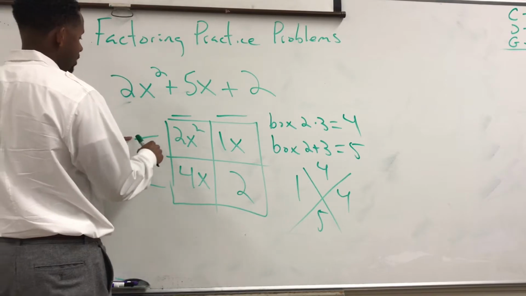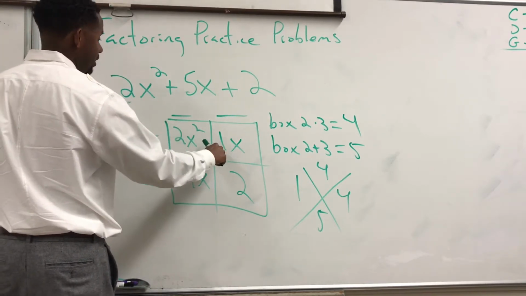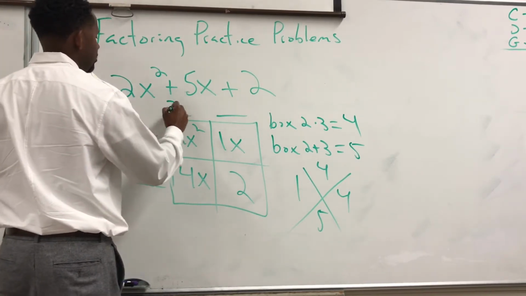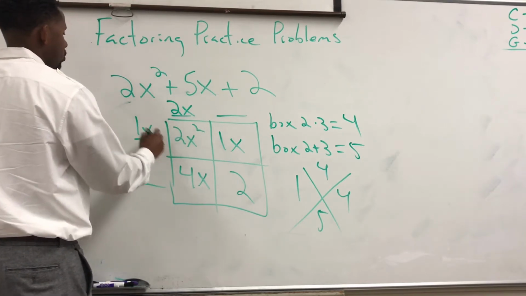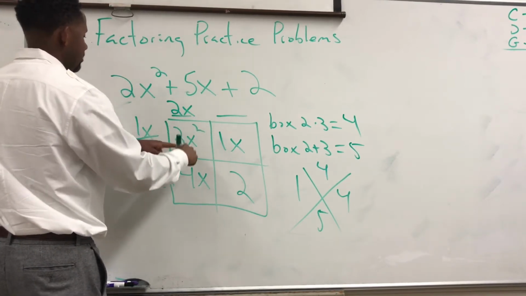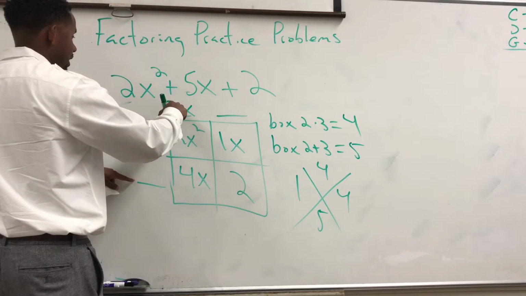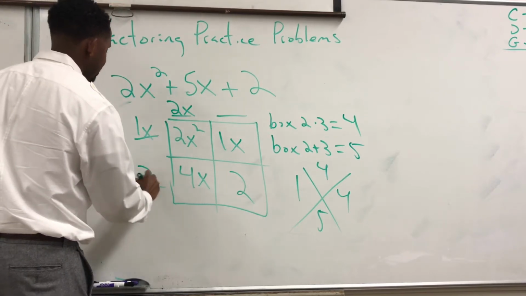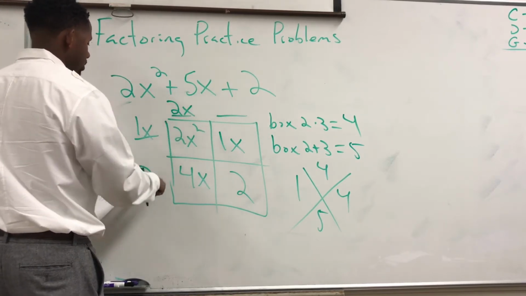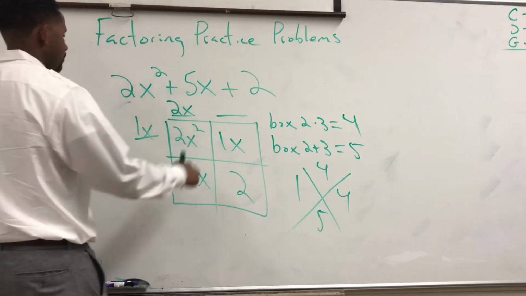If I put a 2 here, 2 times 1 is 2, but 2 times nothing is 1. So I'm guessing I'm going to put a 2 here. 2x, 1x. 1 times 2 is 2. x times x is x squared. 2 times something has to equal 4. It seems like that is a 2. 2 times 2 is 4 with an x.